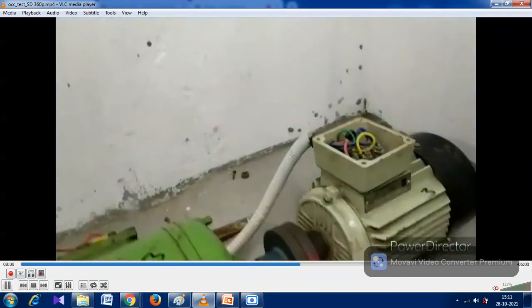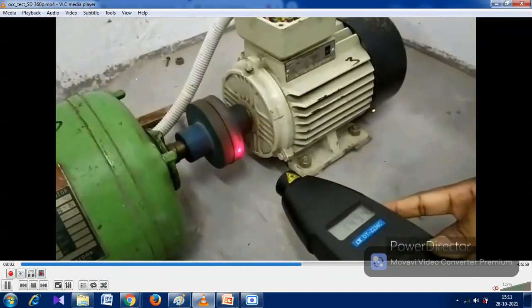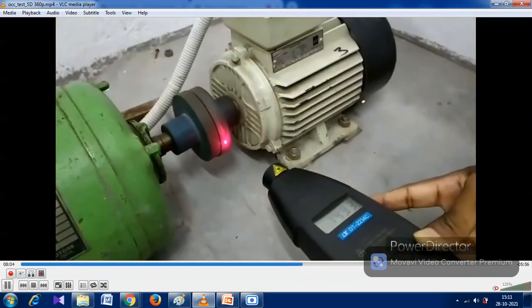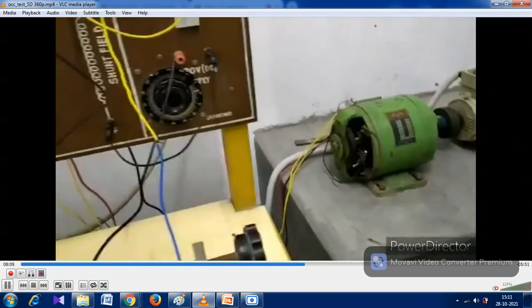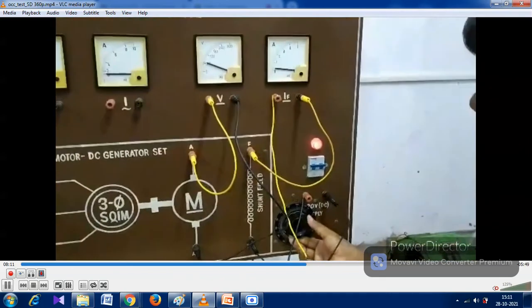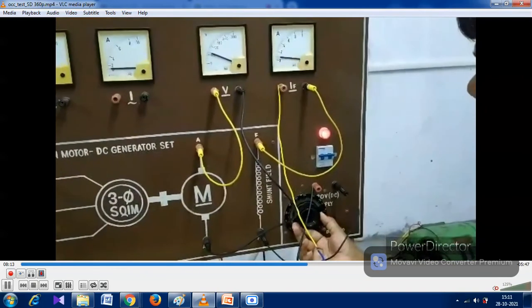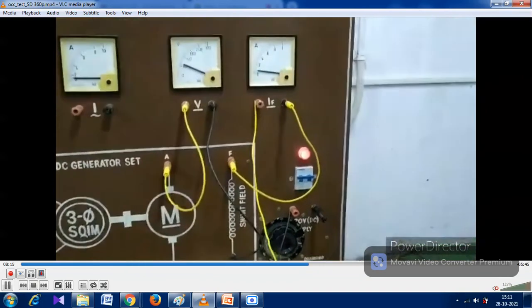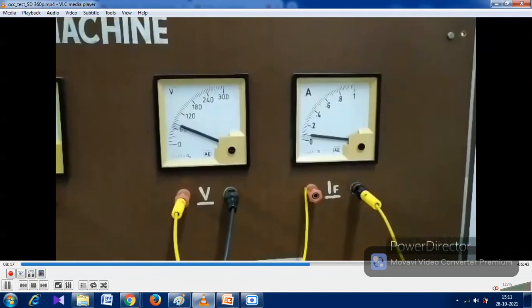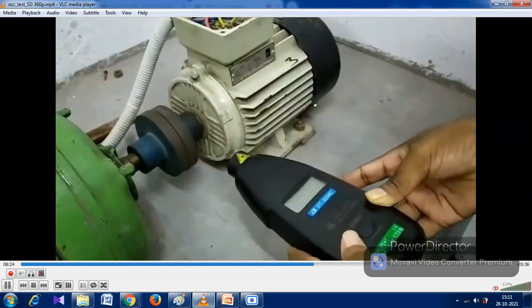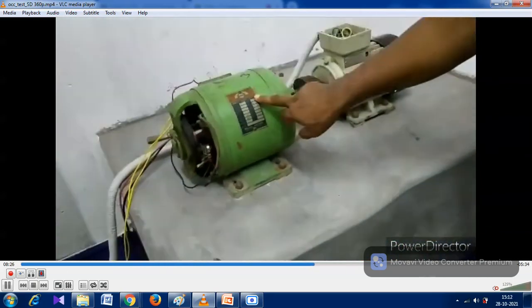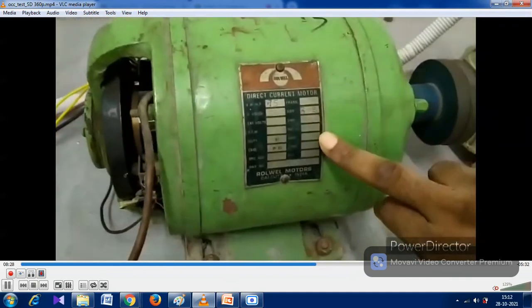You can easily see that if we increase the value of field current, then more voltage is produced, and the speed is nearly 1493. And I also provide the data: how much voltage and how much current is provided, how much voltage is produced, and what the speed is at that time.